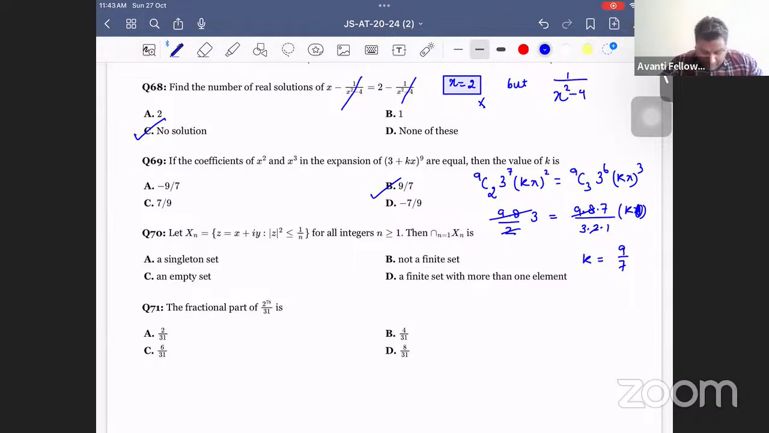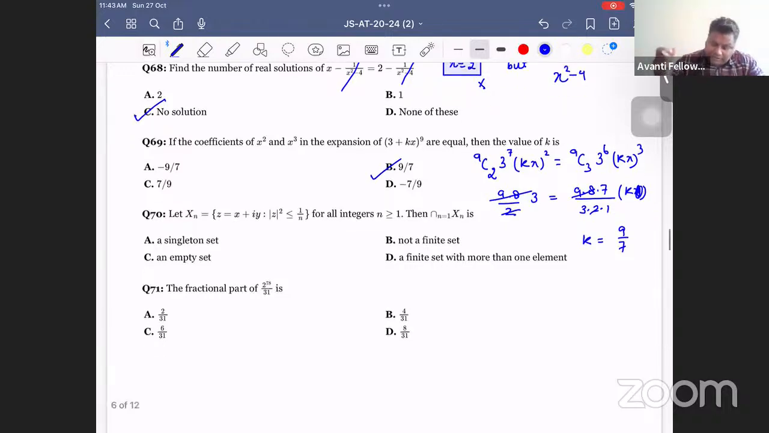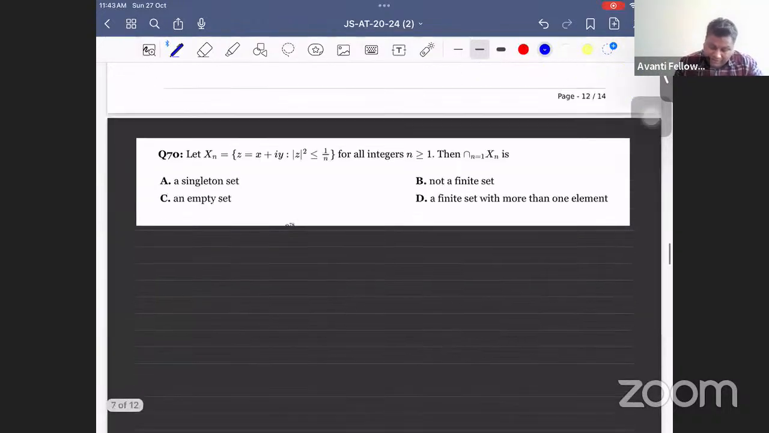Got it? Now, for n, z equals x plus iota y, magnitude of z squared less than or equal to 1 by n. Then they're asking for x1 plus x2 plus intersection of x1, x2, x3 and so on. Now see, n belongs to natural numbers. See, if n is 1, if n is 1, what is x1? x1 will be magnitude of z square less than or equal to 1.